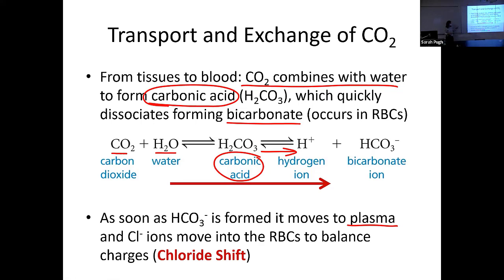But bicarbonate has a negative charge to it, so we have to balance the charges. If we're going to move bicarbonate out of a red blood cell, if it's got that negative charge, we're going to have to pump a negatively charged ion back into the red blood cell to balance charges. And what we put into the red blood cell is chloride ions. We call this the chloride shift. So let me show you a picture of this.